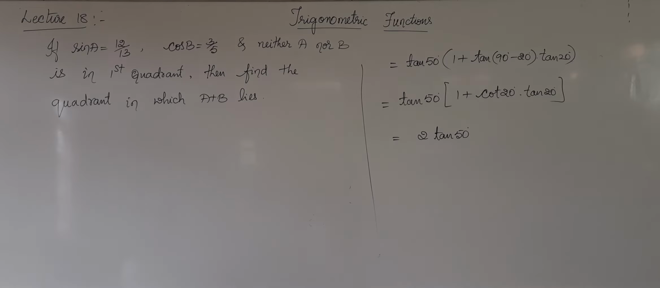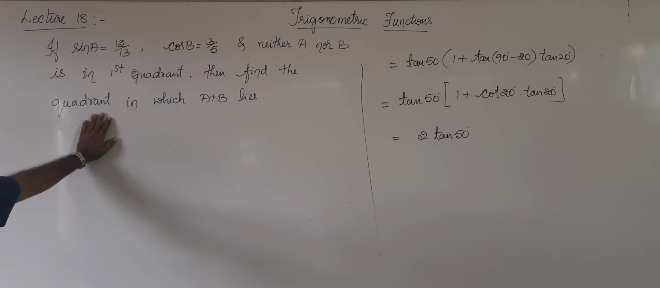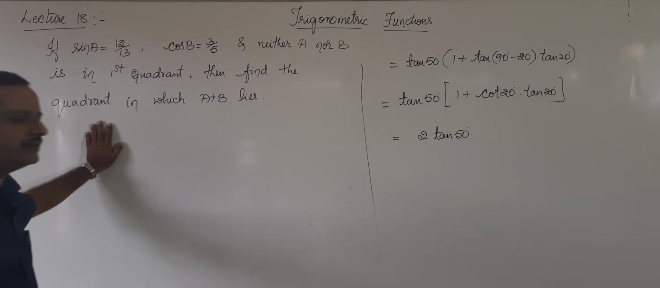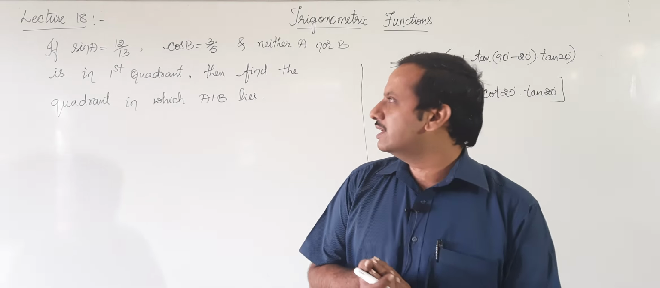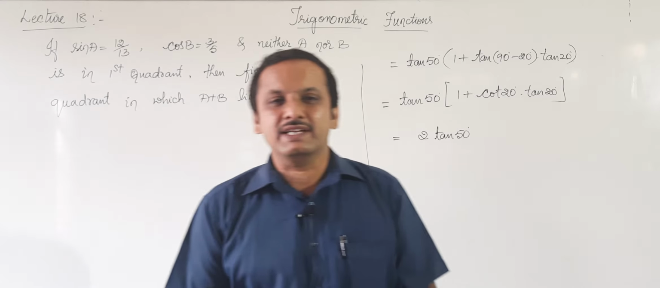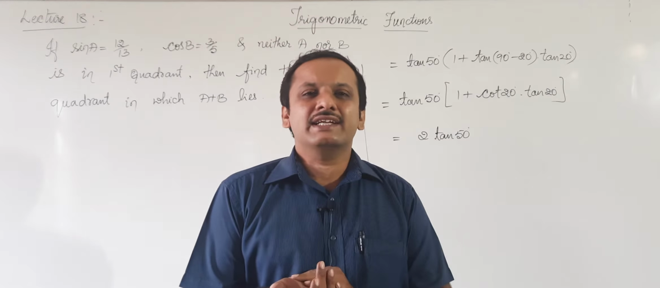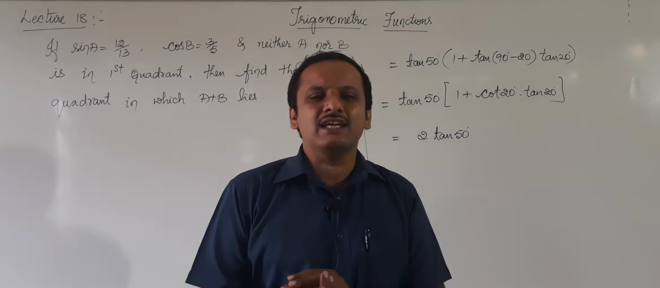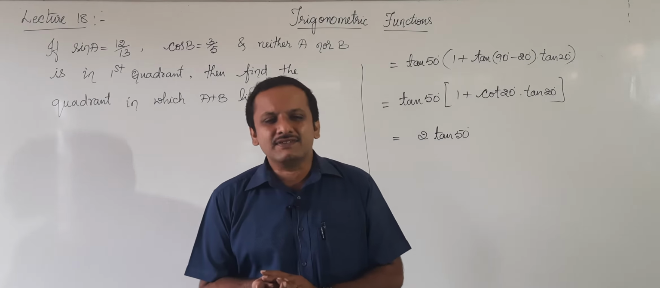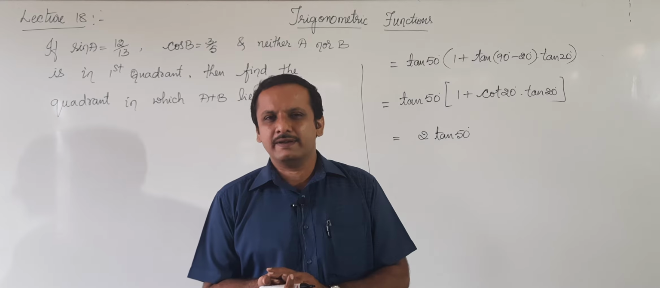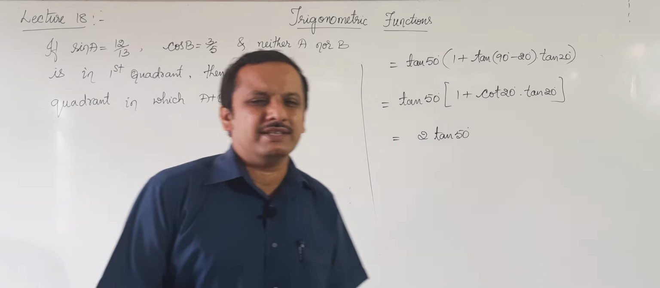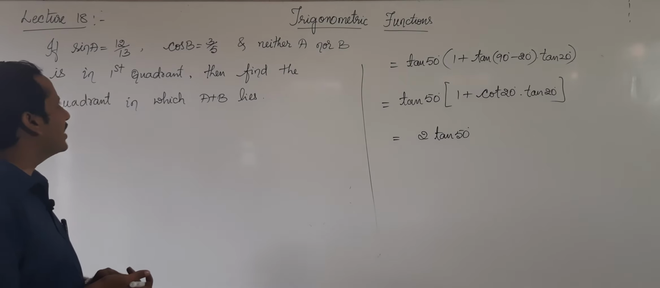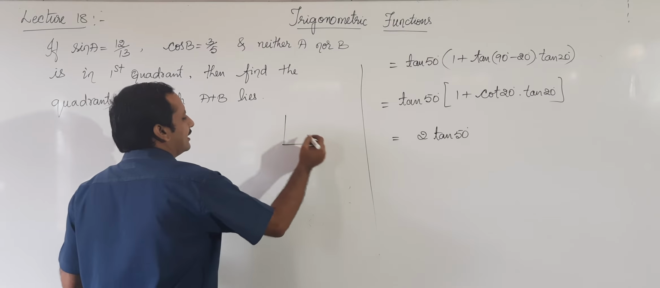Okay. So, they have given us sin A is equal to 12 by 13 and cos B is equal to 3 by 5. Neither A nor B is in first quadrant. So, that means A is not in first quadrant, B is also not in first quadrant. They have given sin A is equal to 12 by 13, that is positive. Sin A is positive means that A is either in the first quadrant or in the second quadrant. But what they have given, A is not in the first quadrant, which suggests that A must be in the second quadrant. Okay. So, let me draw a right angle triangle.